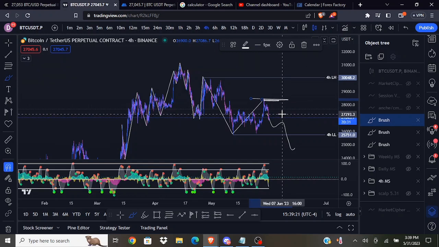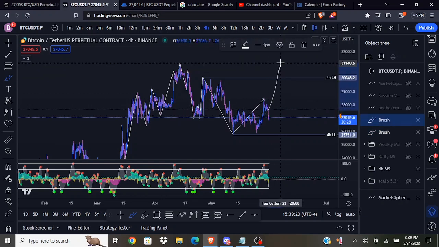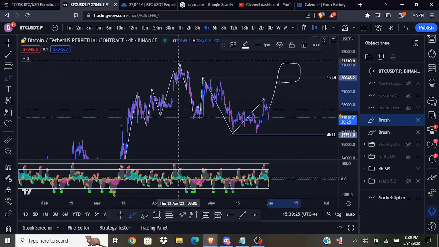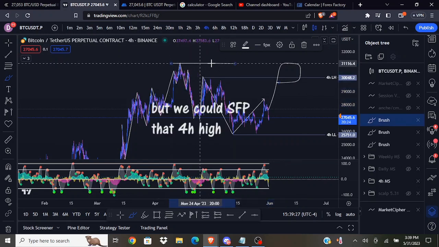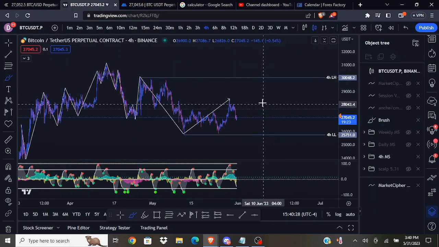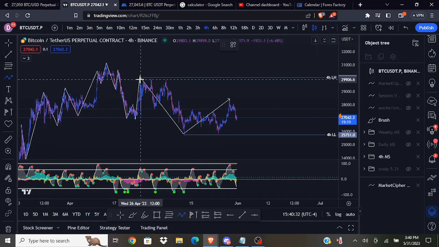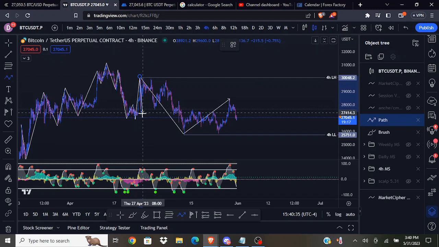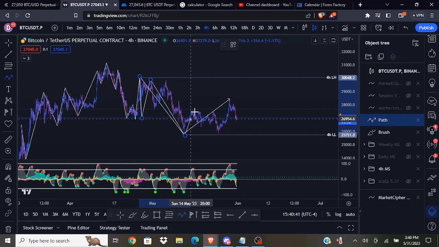Or if we get a move back up to the upside, we could break market structure slightly sooner, although it doesn't make that much of a difference because this high is so close. And maybe from here, you could even mark out internal 4-hour market structure starting from this point. So maybe you'd say you had high, low, lower high, and then lower low. And that doesn't really change much.